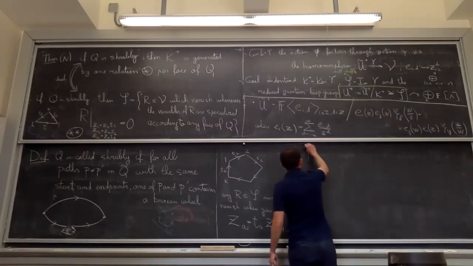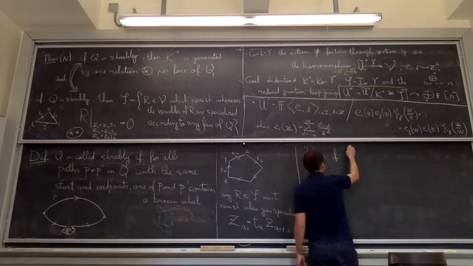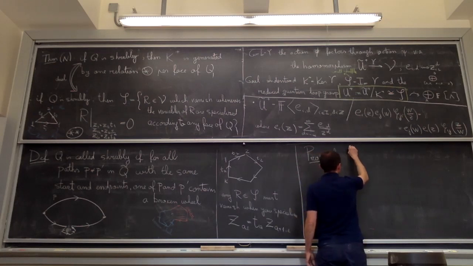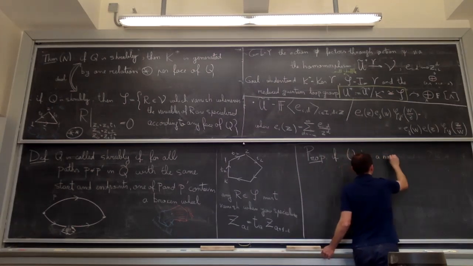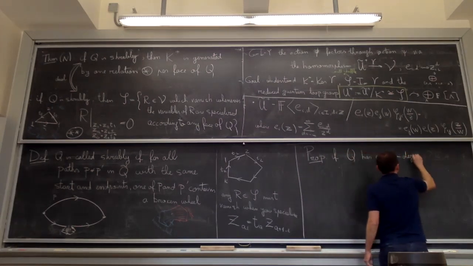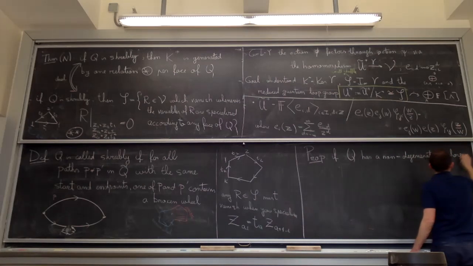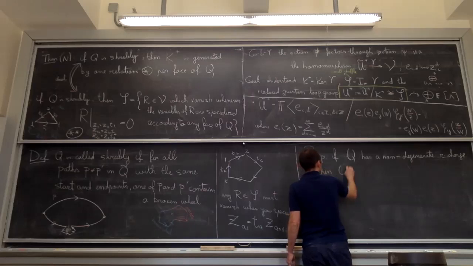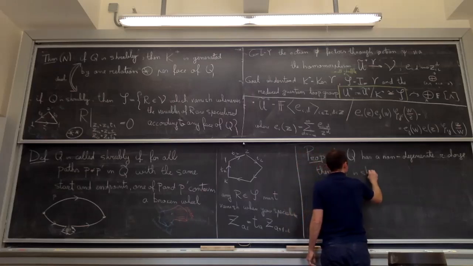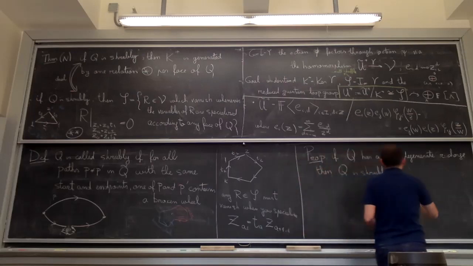For those of you who are not convinced about the merits of a quiver being shrubby, let me point out that it actually follows from a pre-existing consistency condition in the theory of dimer models. If Q has what is known as a non-degenerate R charge, then Q is shrubby. Having a non-degenerate R charge is a consistency condition from the theory of dimer models, and it also appears in some versions of gauge theory.